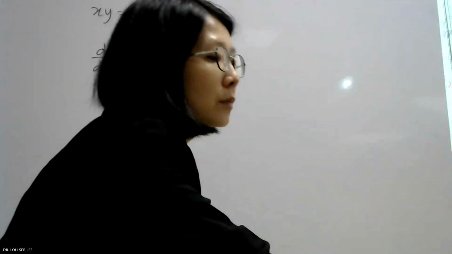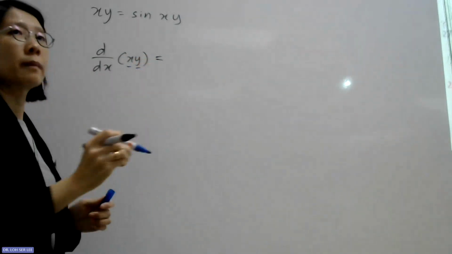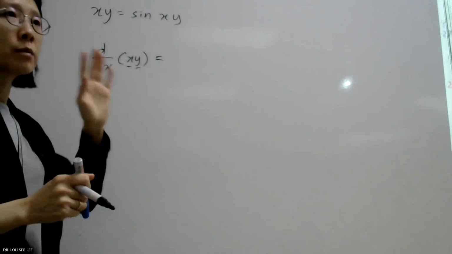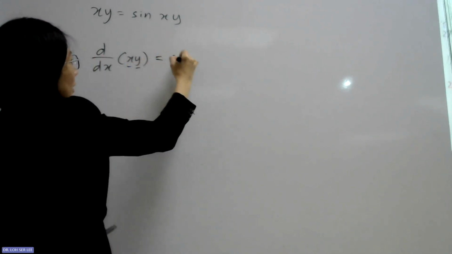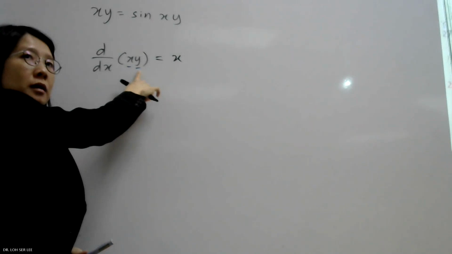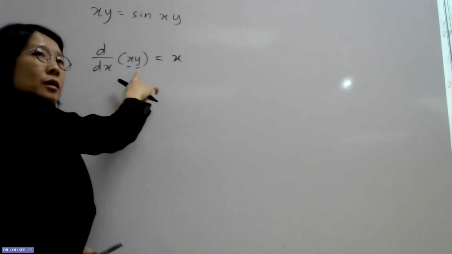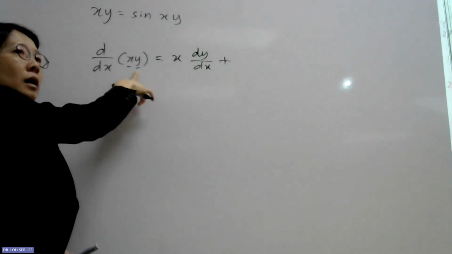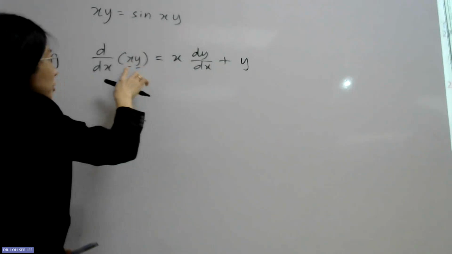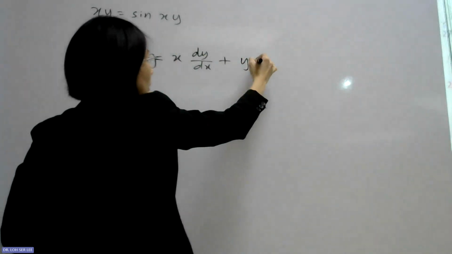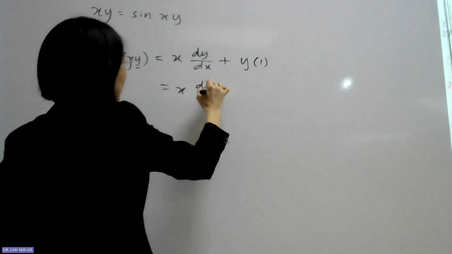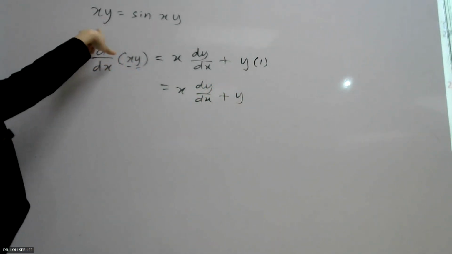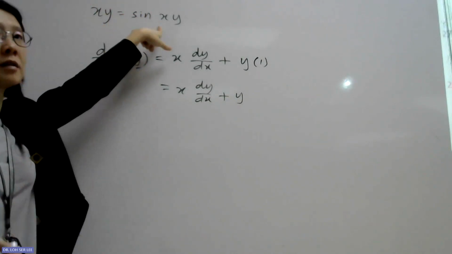So this is uv, this is u times v. We use the product rule. Product rule means copy, and then we differentiate. Differentiate y with respect to x, you get dy/dx. Plus, now copy the y, differentiate x with respect to x, 1. Okay, so you get x dy/dx plus y for this term. Okay, next, we look at the right-hand side function.